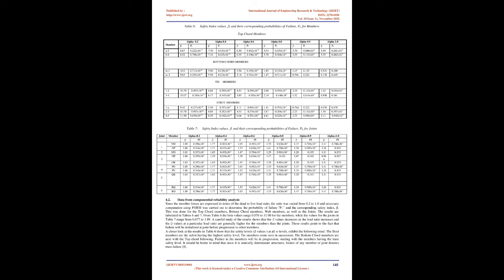A closer look at the results in Table 6 shows that the safety levels, β values, at all levels, exhibit the following trend. The strut members are the safest, having the highest safety level, tie members come next in succession, the bottom chord members are next with the top chord following. Failure in the members will be in progression, starting with the members having the least safety level. It should be borne in mind that since it is a statically determinate structure, failure of any member or joint denotes truss failure.